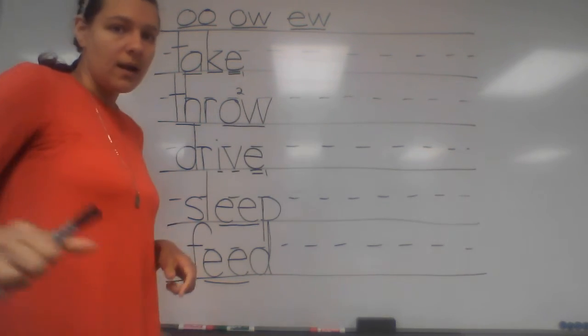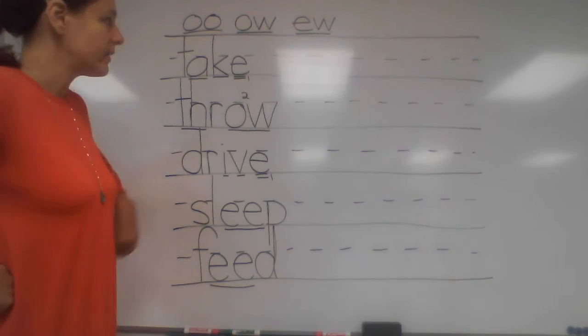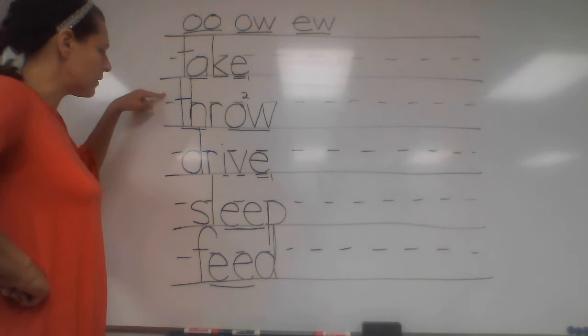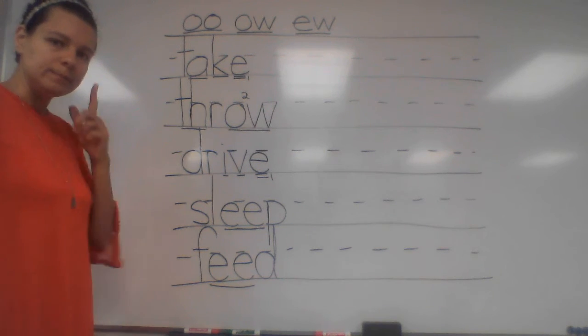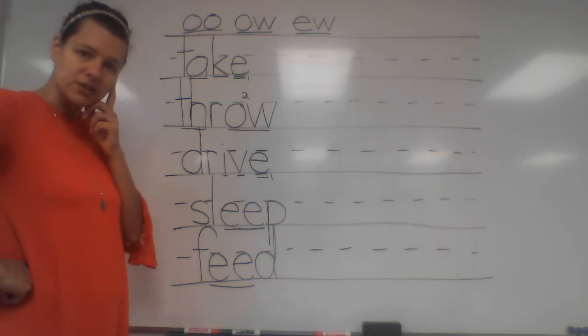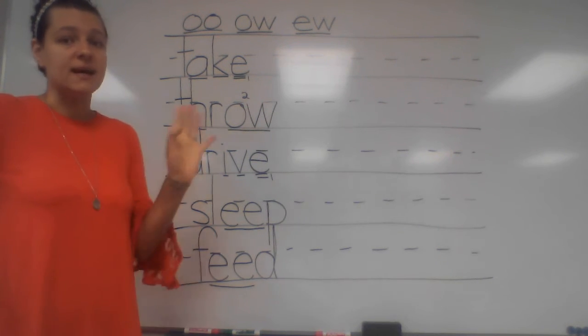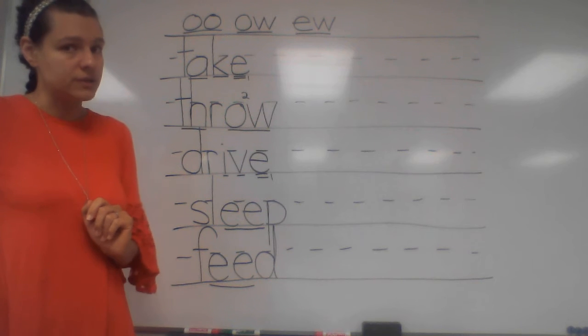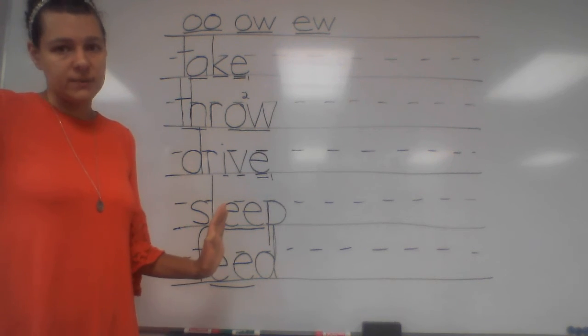All right, so all of our words that we reviewed today are the same part of speech. Take, throw, drive, sleep, and feed. Class, what parts of speech are these? Good. These are verbs. That means they're actions, things that you can do. These are irregular verbs, though.